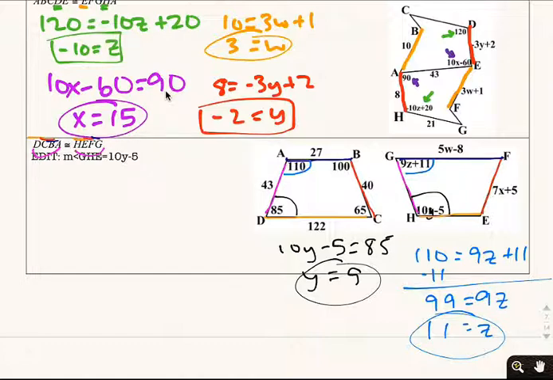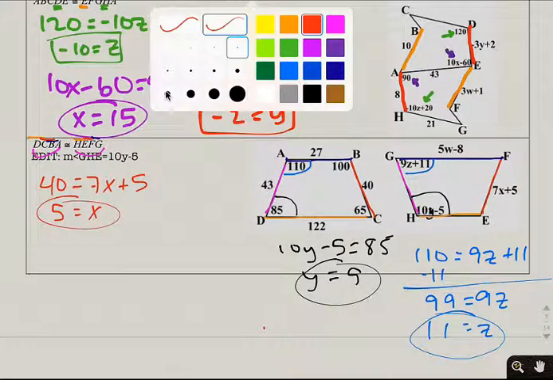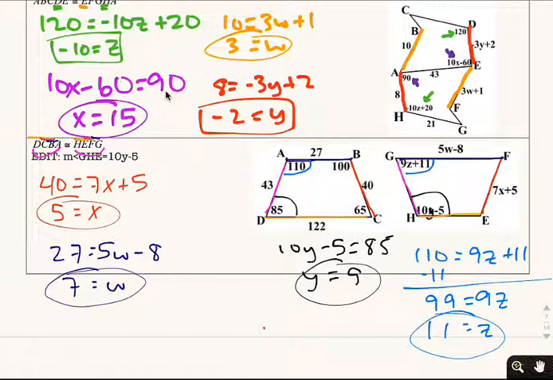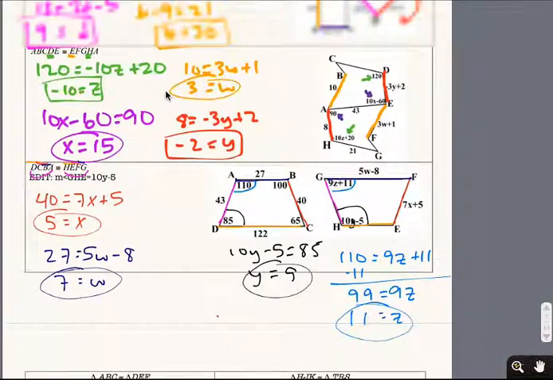All right, let's see what's next. Let's go red. Okay, so red is going to be 40 is equal to 7x plus 5. So x is equal to 5. Orange we didn't need. How about dark blue at the top? 27 is the same as 5w minus 8. So w is equal to 7. I think that does it. Let's see. Yeah, got x, got the w, got the y, got the z. Yeah, it's all 4. All right. Okay, so that's the first part of the algebra.